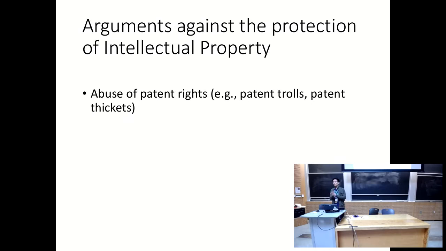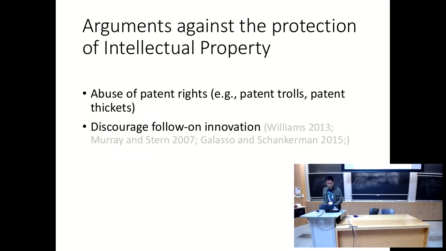However, there's a significantly larger literature suggesting that the patent system and intellectual property protection isn't working as we had intended it to. The first example is the abuse of these patent rights. There are patent trolls and patent thickets. Patent trolls take trivial patents and sue other companies to get some money from them. Patent thickets are when too many patents cover similar technologies, so there are a lot of enforcement externalities built in.